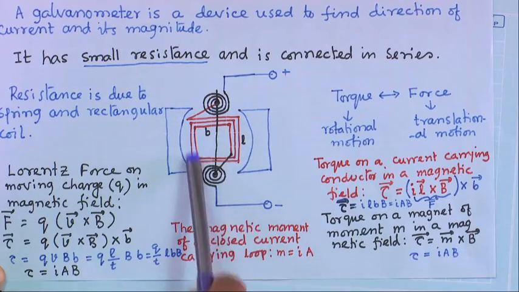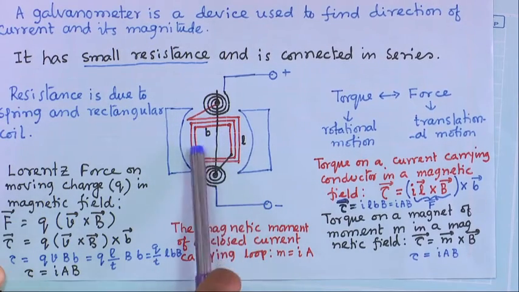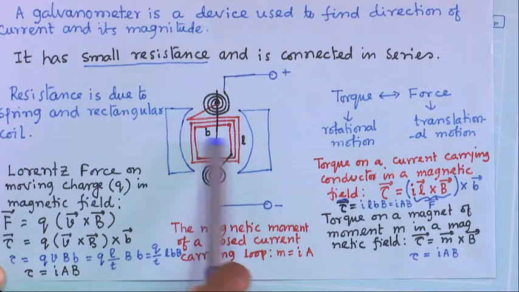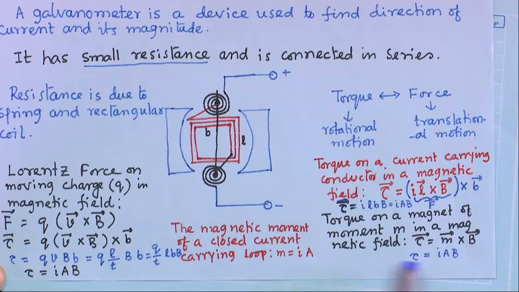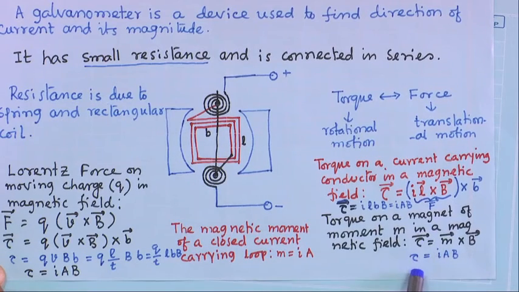So, here it is a closed circuit, so the area A is L into b. And so, m is I L b. L b is basically the area, so I have written I A directly from here. If I replace m by I A, we get I A B. Since they are in perpendicular directions, one can consider the direction, and that tau will be I A B.